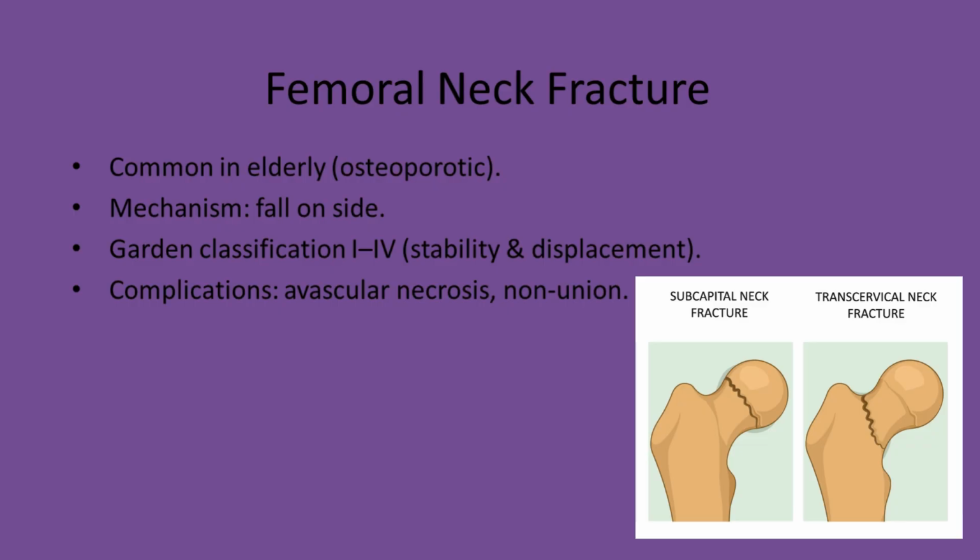Femoral neck fractures are often seen in elderly individuals, especially those with osteoporosis, which weakens the bones. These fractures typically occur after a fall on the side. The Garden classification system is used to assess the severity, ranging from types 1 to 4, based on the stability and displacement of the fracture. Potential complications include avascular necrosis, where the blood supply to the bone is disrupted, and non-union, meaning the bone doesn't heal properly. The diagrams show the difference between a subcapital neck fracture and a transcervical neck fracture, illustrating the location of the break within the femoral neck.